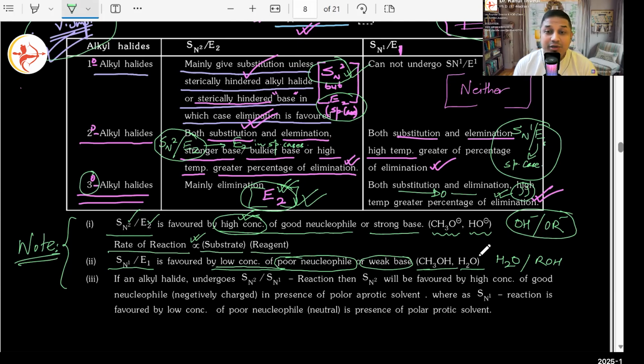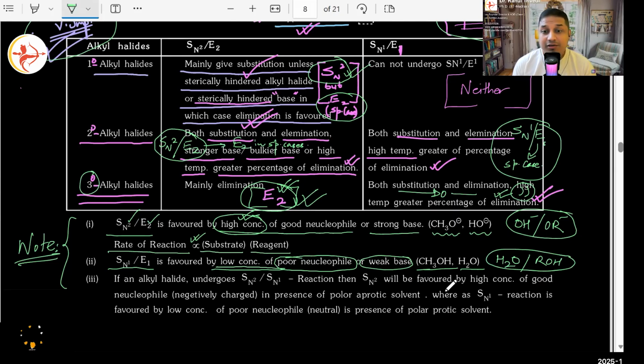In case of SN2 and E2, if these two fellows are there, chances of SN2 or E2 will be there, provided 1 degree and 3 degree alkyl halides are being formed respectively, because SN2 in case of 1 degree alkyl halides, E2 in case of 3 degree alkyl halides. In case of SN1, even a low concentration of some poor nucleophile or weaker base should be there. That's where these fellows come into play.